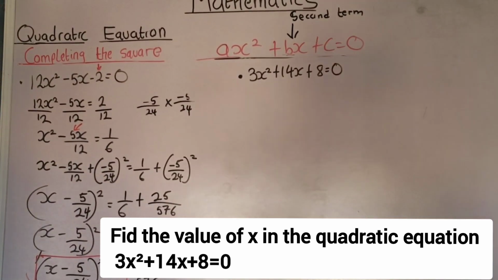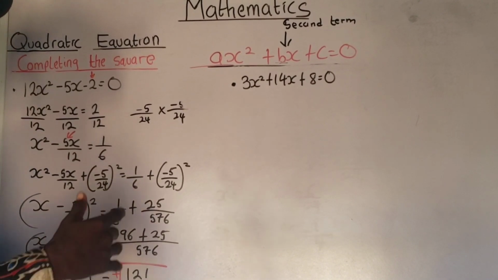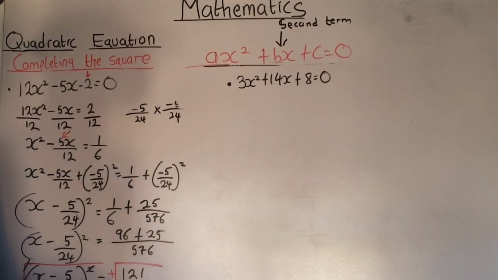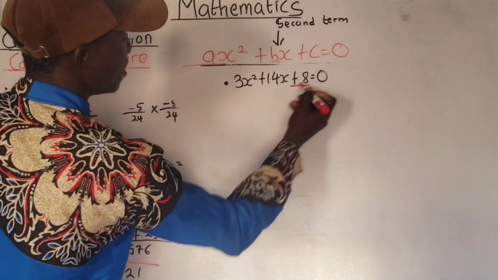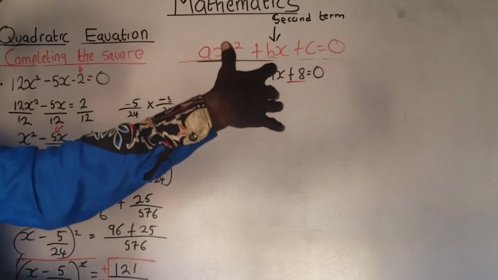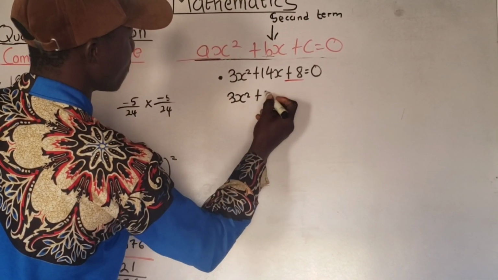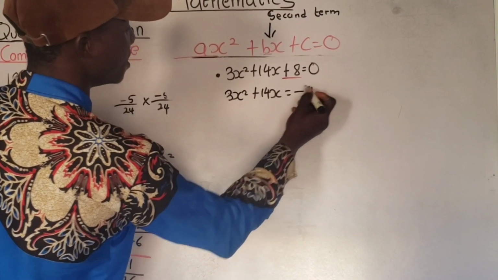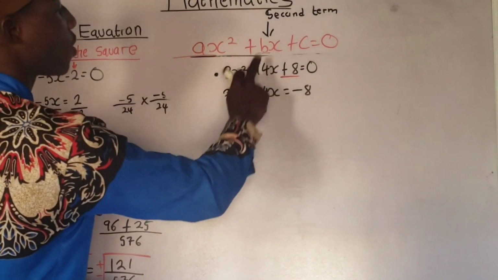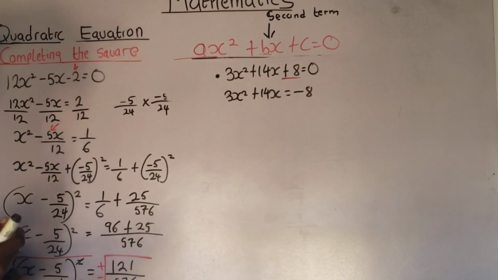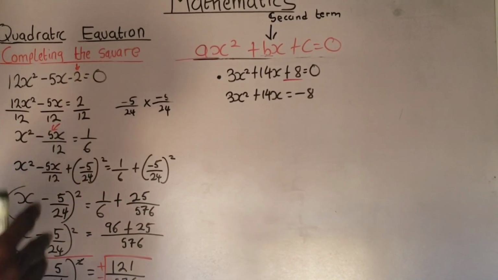To solve this quadratic equation using the completing the square method, the first step is to move the constant term to the right hand side of the equation. You understand? The constant term in this quadratic equation is what? Plus 8. So I'm going to take plus 8 to the right hand side. For this, I'm going to have 3x squared plus 14x equals negative 8. If the positive 8 crosses the equals sign, the sign is going to change to negative. That's why I'm having negative 8 at the right hand side of the equation.